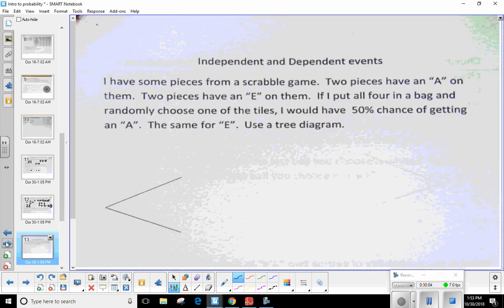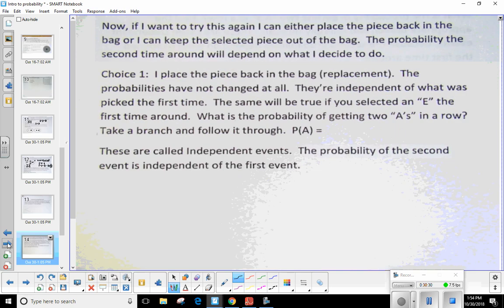So exciting. Okay. Independent and dependent events. Let's say I have some pieces from a Scrabble game. Two pieces have an A on them. Two pieces have an E on them. I put all four in a bag and randomly choose one of the tiles. I would have a 50% chance of getting an A, and the same for E. That makes sense because for an A, there's two A's out of the four. Same for the E's. Now, we're going to create the tree diagram in just a second. But the probability changes if I decide to do something or not.